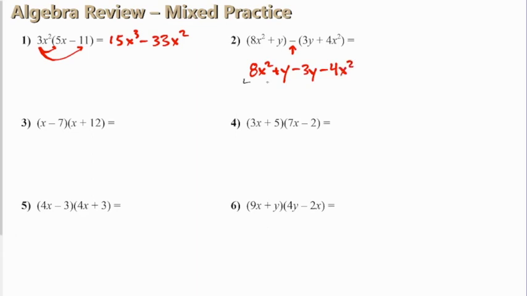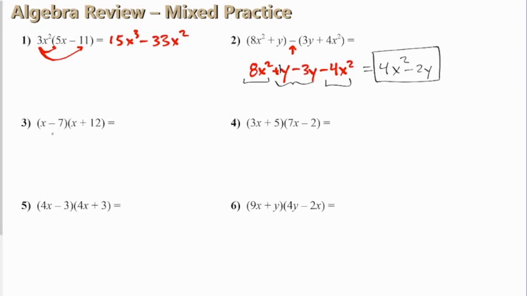And we see we have like terms of x squareds. So 8x squared minus 4x squared is 4x squared. And we have like terms of y's. 1y minus 3y is negative 2y. So here's your answer to the second one.